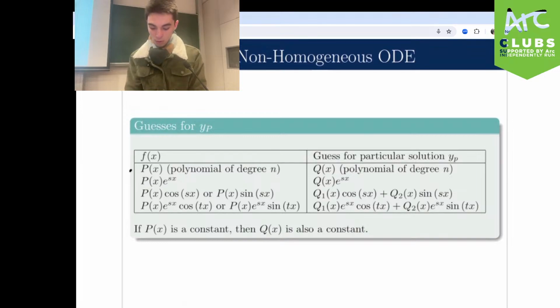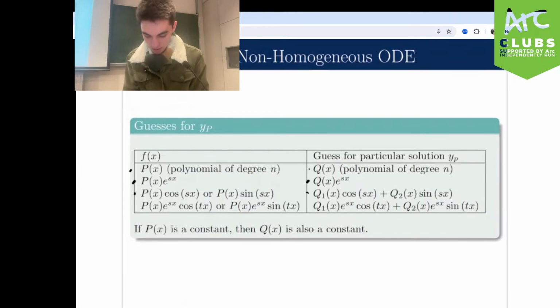So if it's just a polynomial of degree n, then your guess for the particular solution should be a polynomial of degree n, right? If it's a polynomial times an exponential function, then your guess should be a polynomial times an exponential function. If it's a polynomial times some trigonometric function, then your guess should be two different polynomials, all of the same degree, one multiplied by cosine and the other one multiplied by sine.